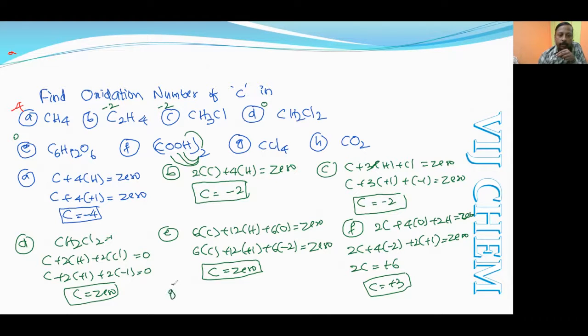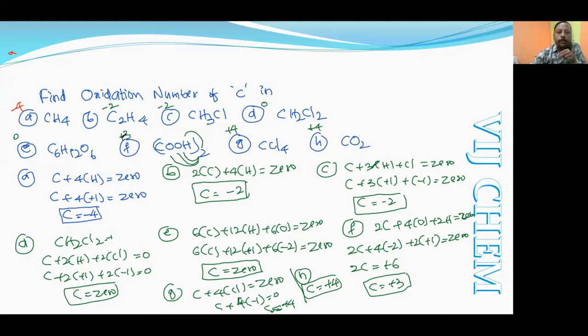So G part will be carbon plus 4 into chlorine is equal to 0. Carbon plus 4 into -1 is equal to 0. So carbon will be +4. Then H part will be simple: carbon plus oxygen. Then also you will get +4. So H part +4, CCl4 +4, (COOH) whole twice +3. All 8 answers you can cross check.